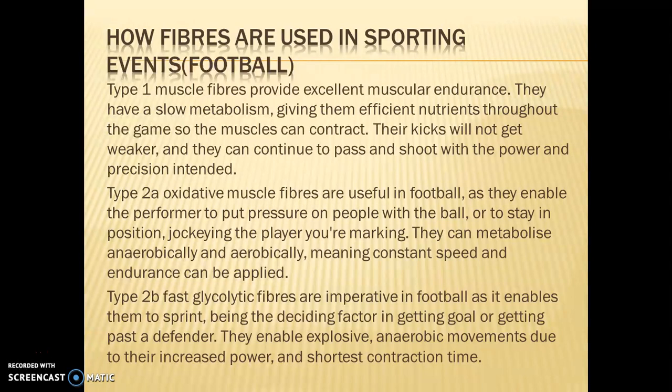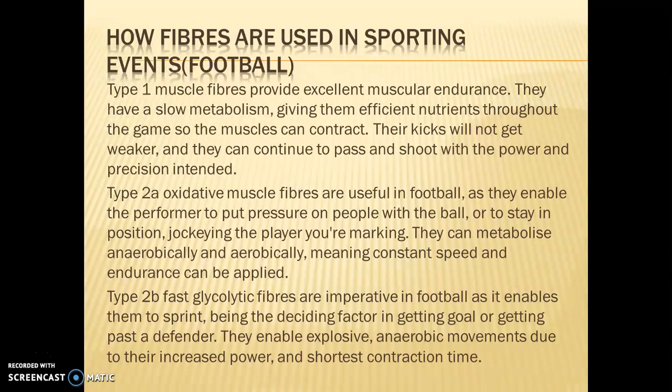Type 2A oxidative muscle fibres are useful in football, as they enable the performer to put pressure on people with the ball. They are able to run at the defender, meaning they have to move the ball and potentially make a mistake. They can be used to stay in position, jockeying the player that they're marking. They can metabolize anaerobically and aerobically, meaning constant speed and endurance can be applied without losing one of them to the other, being fairly resistant to fatigue.